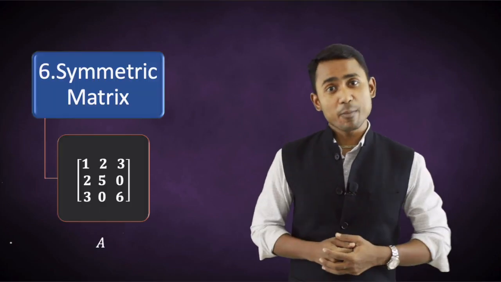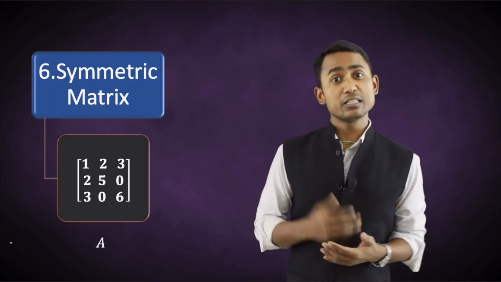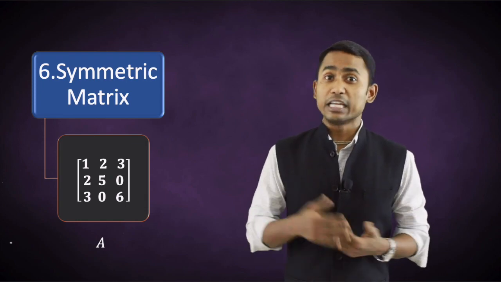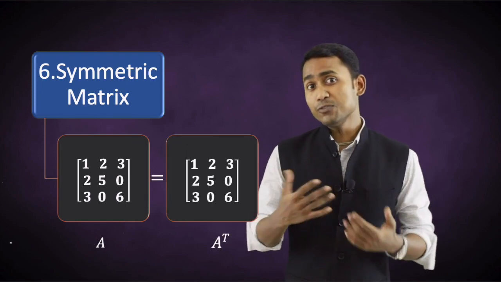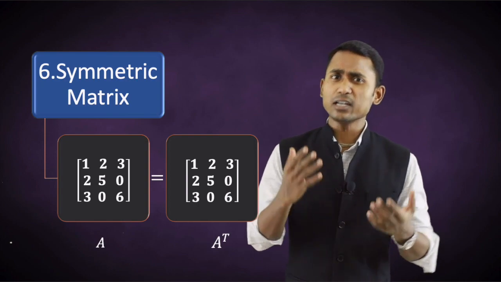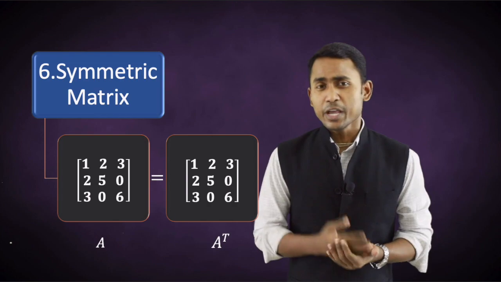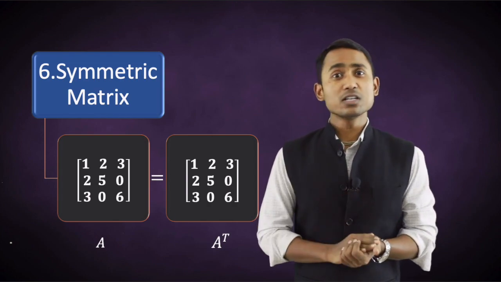Then we have symmetric matrix. Let's say this is a matrix A, and if we interchange the rows and columns, then we get the transpose. If the matrix A is exactly the same as its transpose, then it is called a symmetric matrix. You can see here the diagonal works like a mirror.